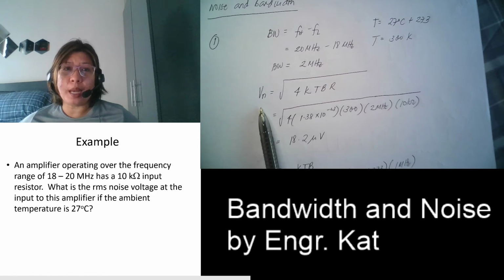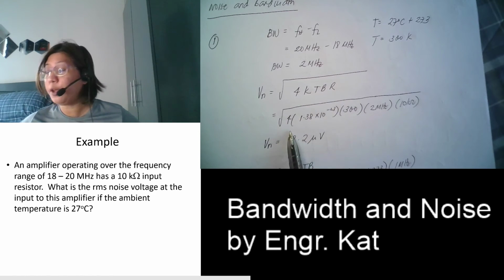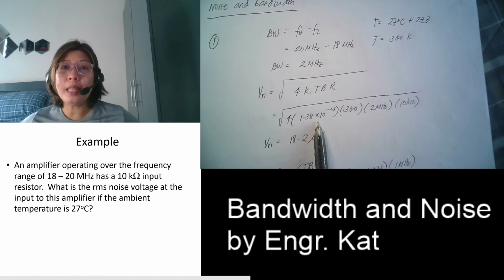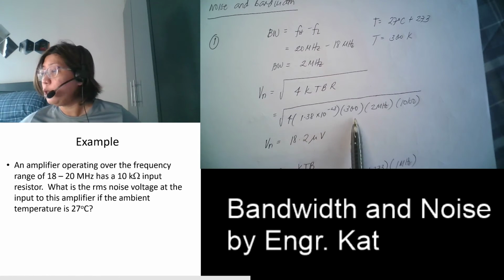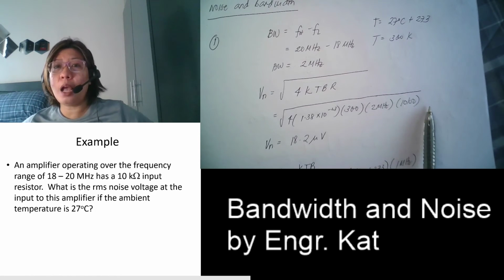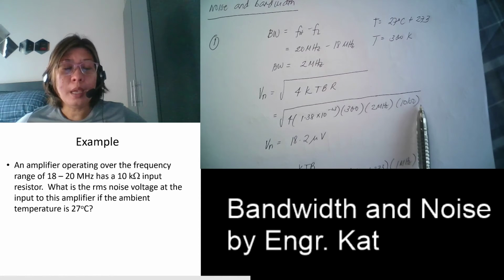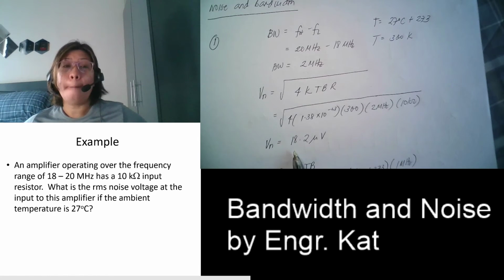Substituting now in our formula, the noise voltage is equivalent to the square root of 4kTB multiplied by R. So we have here your 4. k is your Boltzmann's constant, which is already stored in your calculator. You have there 300, your temperature. You have here 2 megahertz. So you have to be very particular with the mega. That means 2 raised to 6, so 2 million. And then our resistance is 10 kilo ohms. Okay, so we have a noise voltage which is equivalent to 18.2 microvolts.